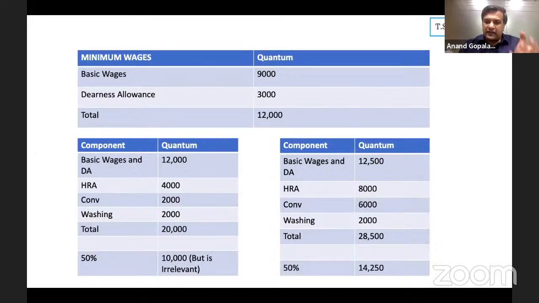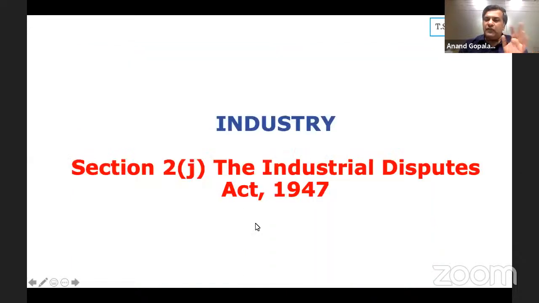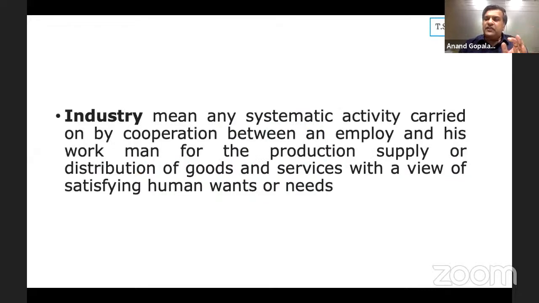Similarly, now this code, to whom does it apply? Does it apply to a factory? Does it apply to a shop and commercial establishment? That is going to be again an issue that you would need to see because it is not uniform. For instance, if you look at the IR code, I'm showing you the definition of industry under the 1947 Act. Everything was brought within the definition of industry as far as the ID Act was concerned. This is the definition in the ID Act.